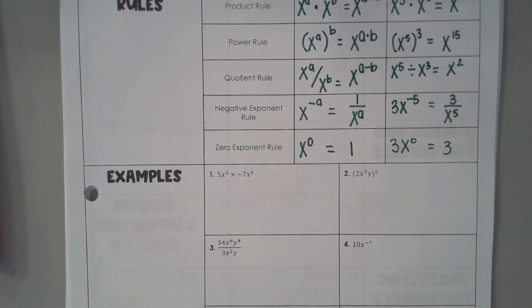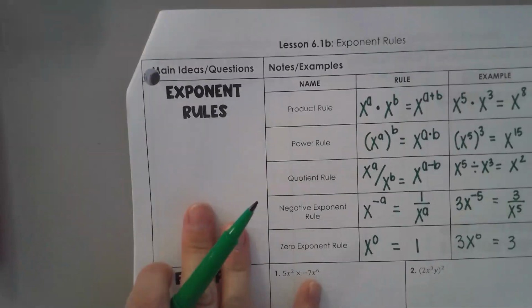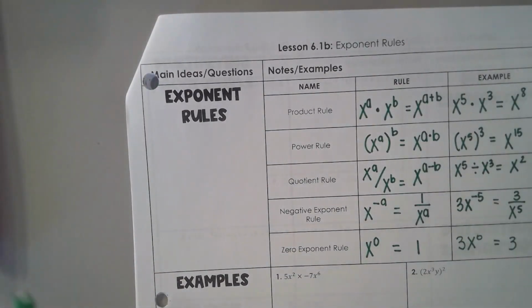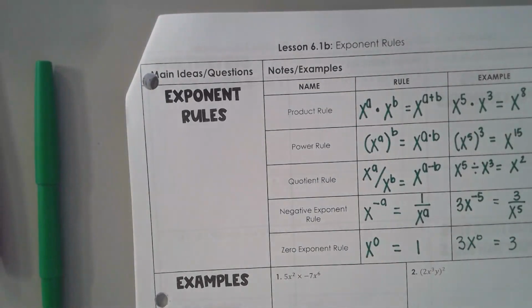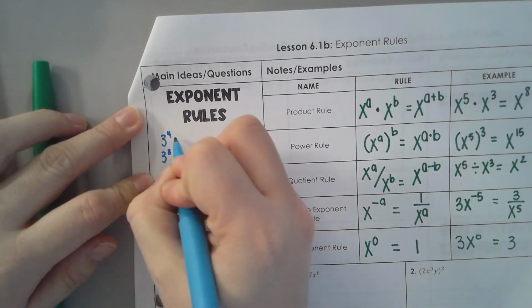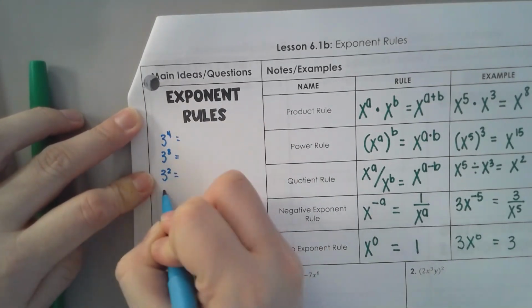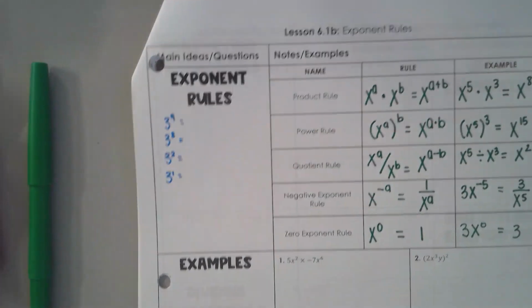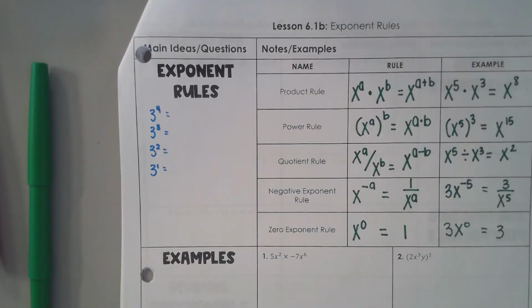Alright. So I'm going to put up some problems, and I want you to get the answers. So on the side, I want you to fill in those 4 numbers. 3 to the 4th is equal to what? So it's 3 to the 4th, 3 cubed, 3 squared, 3 to the 1st.